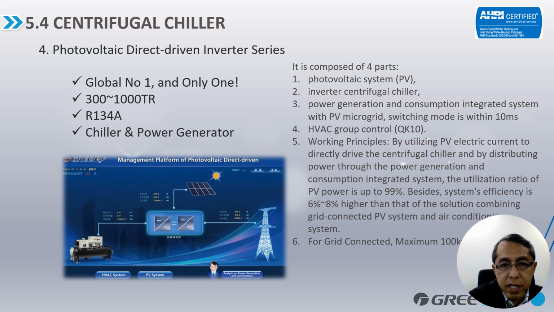Besides, system efficiency is improved by 6 to 8% or higher than that of the solution combining grid-connected PV and air conditioning system. Remember, for a grid-connected unit or solar panel, I think you can only give to the grid up to 100 kilowatts, as mandated by law.